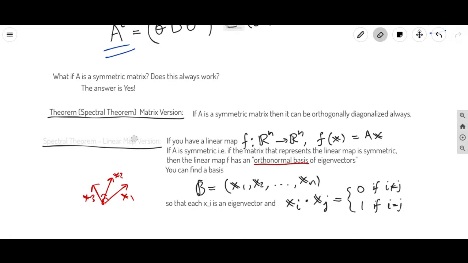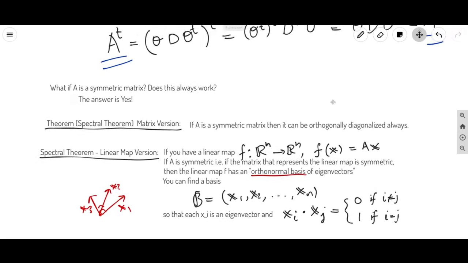And I'll show you why this one also works. It's very similar to this. I want to focus on the matrix version first, and then hopefully we'll have some time to say something about the linear map version as well. So what I'll do is prove this in a special case. The general case is not actually much harder, but it's just going to take up a lot of class time.